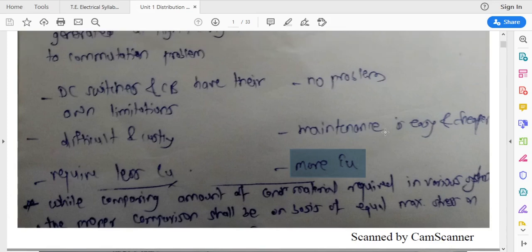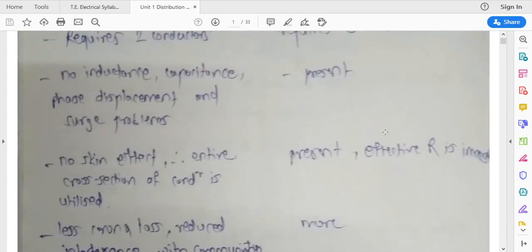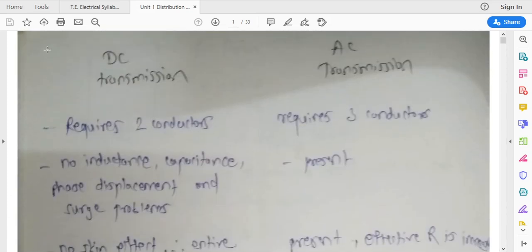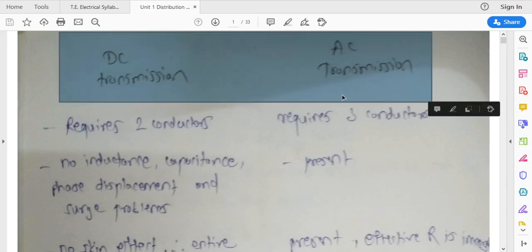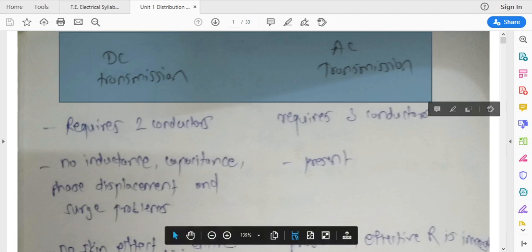So I hope this is the difference between DC transmission and AC transmission. This difference is very important, and whenever you are going to prepare for a state government exam or the central government exam, this point is considered or asked surely. I hope you understood the concept of DC transmission and AC transmission.